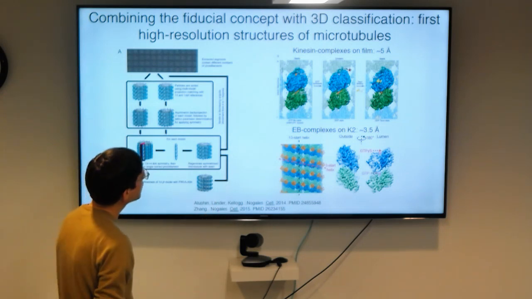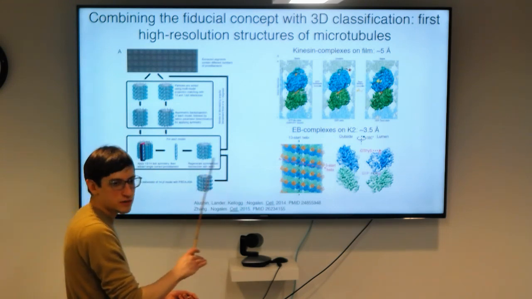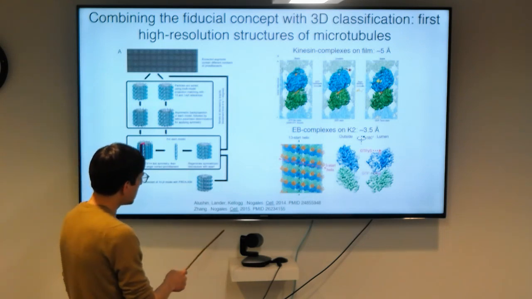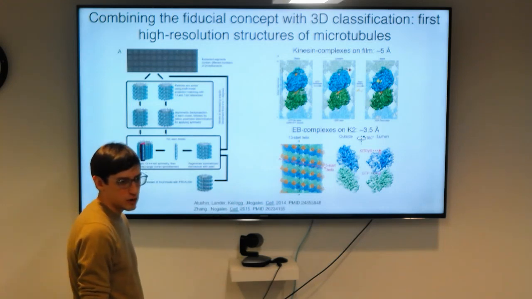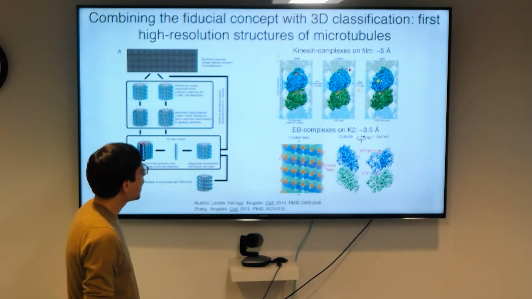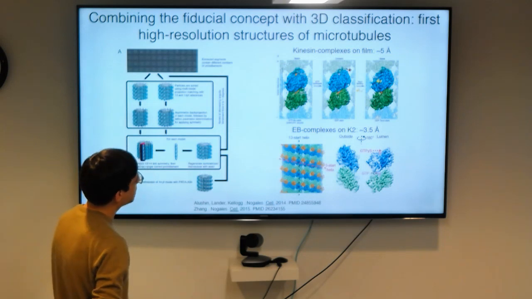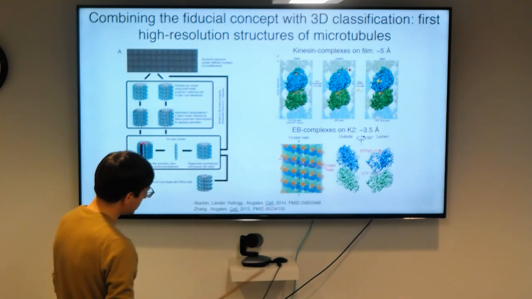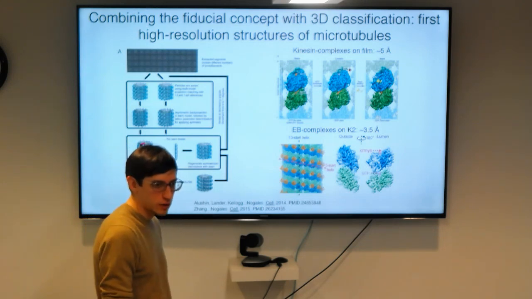This was actually right before direct detectors came online. It's kind of a good transition fossil, as in paleontology. In the very same year, Rui Zhang from the Nogales lab was able to get a 3.5 angstrom resolution structure of a microtubule decorated with a different protein, EB3. I think this protein makes a difference. It does help order the microtubule somewhat, but I think really the biggest difference here was actually the detectors.